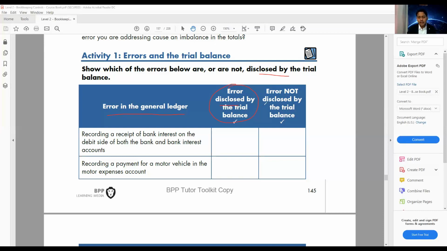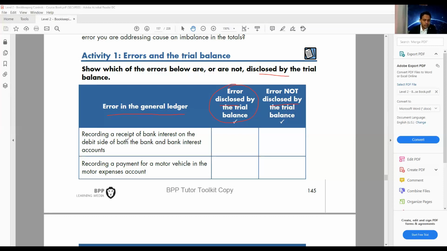And error not disclosed by the trial balance means that even though there is a mistake, even though there is an error, the trial balance will still match. What type of error do we have for that? Okay, the first one they said: recording a receipt of bank interest on the debit side of both the bank and the bank interest accounts. What do you think? You're going to find out whether this one is disclosed or not disclosed.